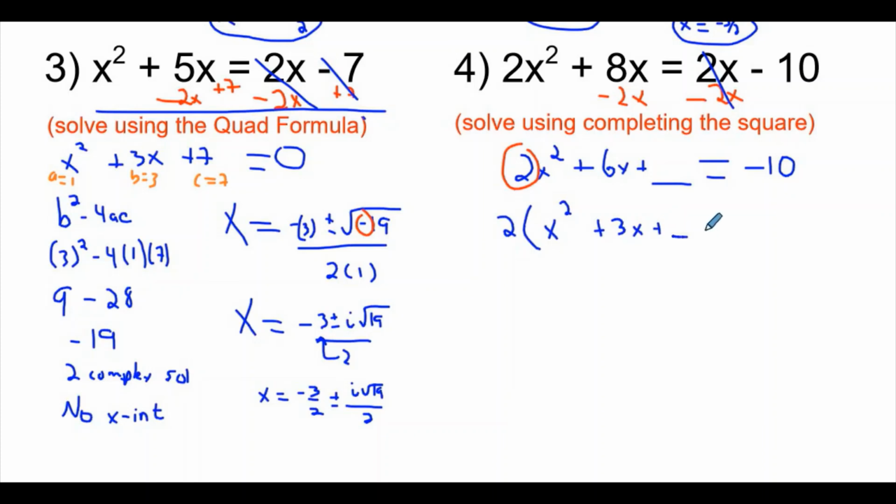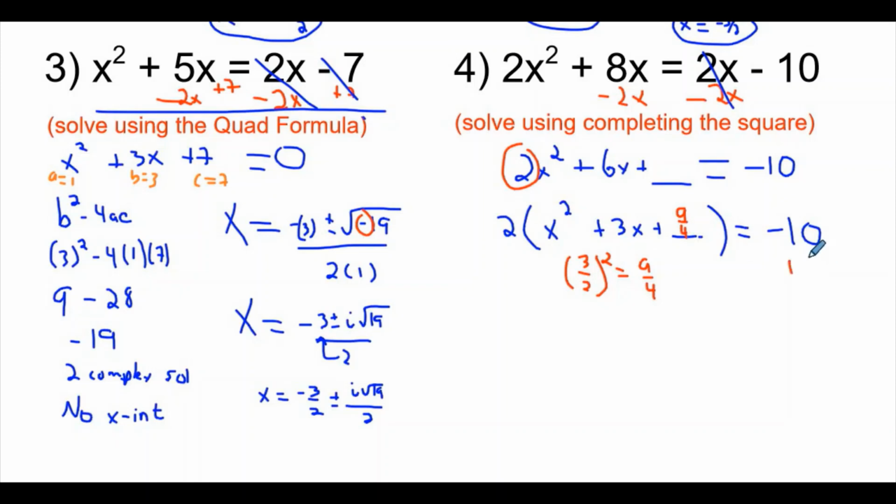Okay, so there we go. And that is going to equal negative 10. So this one's a little bit more complicated than some of the ones we've seen, but I think at this point we can get through it. So we're going to cut b in half. It doesn't reduce. And square it, which will give us 9/4. Okay, so 9/4 will go here.